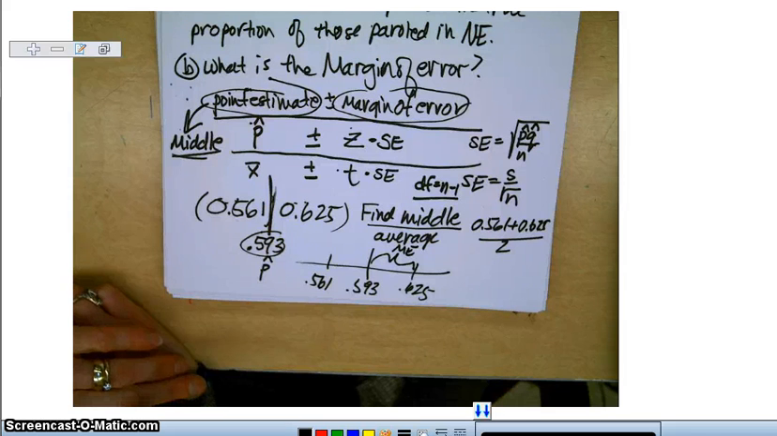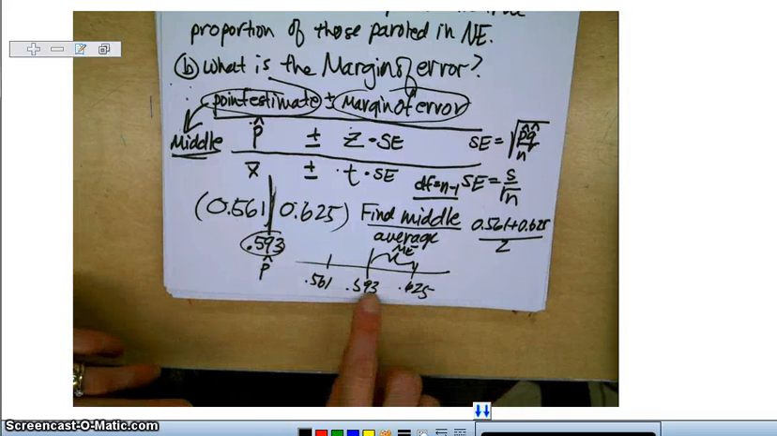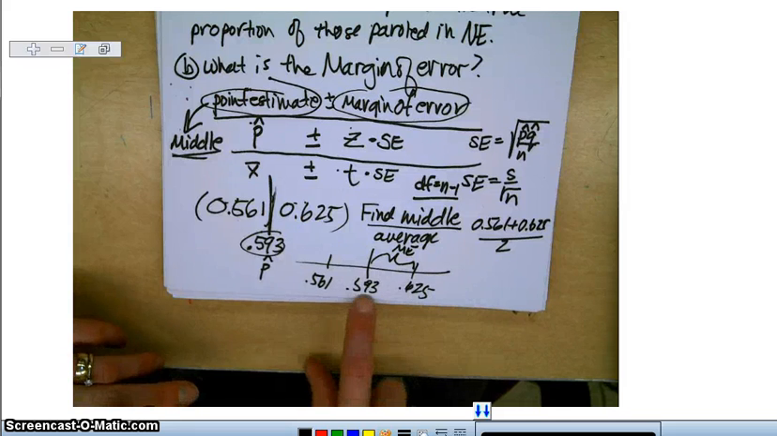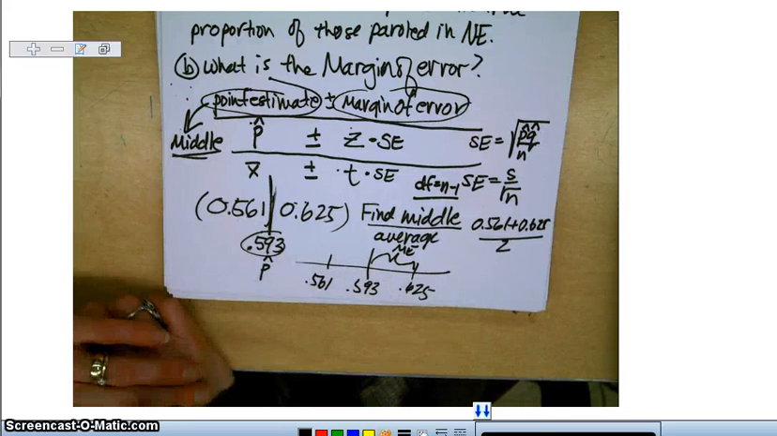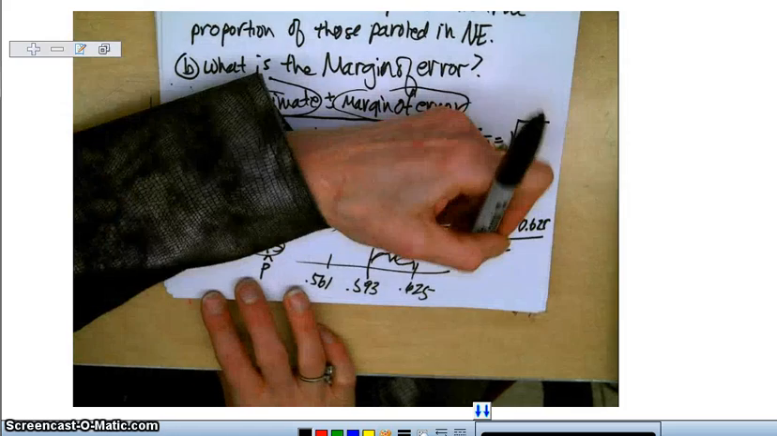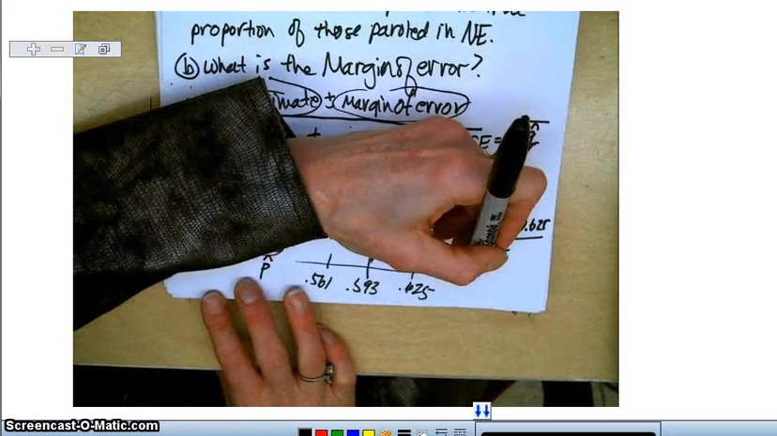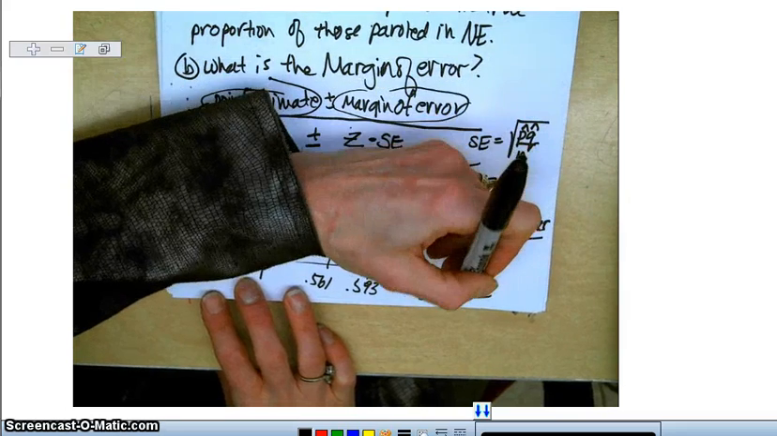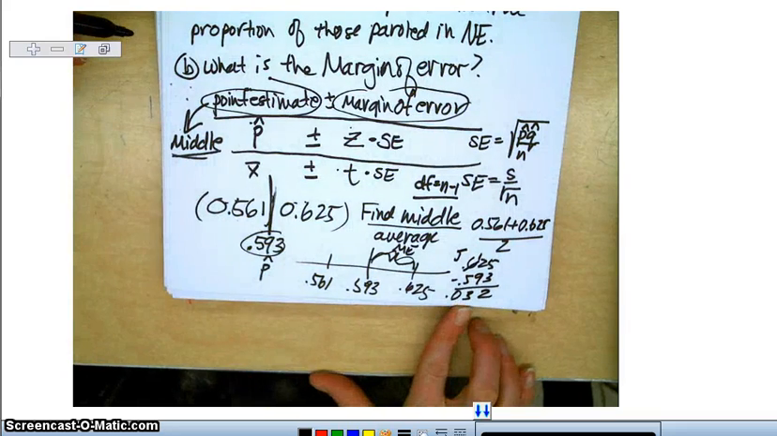You subtract. That's all you do. This is a very simple thing. You take 0.625 minus 0.593, or you could take 0.593 minus 0.561. What is the distance between these two things? That's the margin of error. So 0.625 minus 0.593, so 0.032 would have been the margin of error.